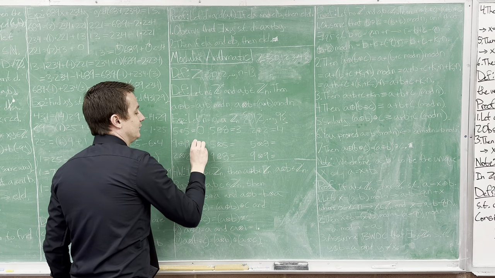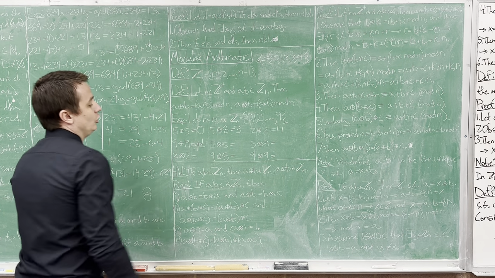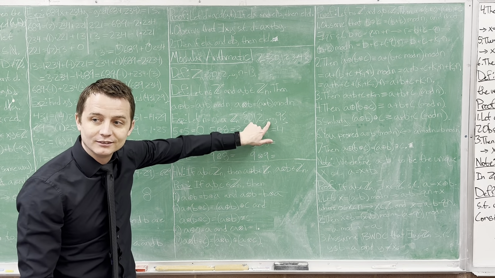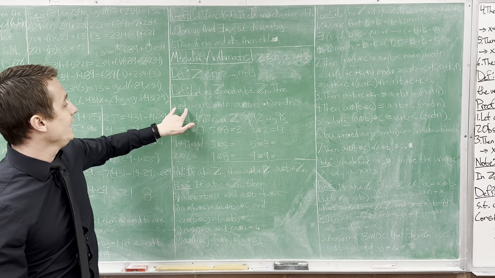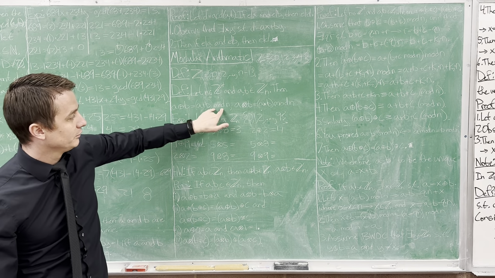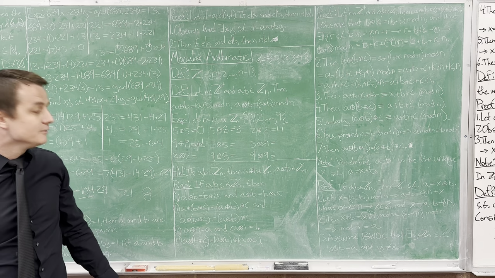The answer is it's undefined. Why? You cannot apply this operation to things that are not members of the set. Well, let A and B be members of the set. Then A plus B is A plus B mod N. That was so easy. Yeah, ask the question again.